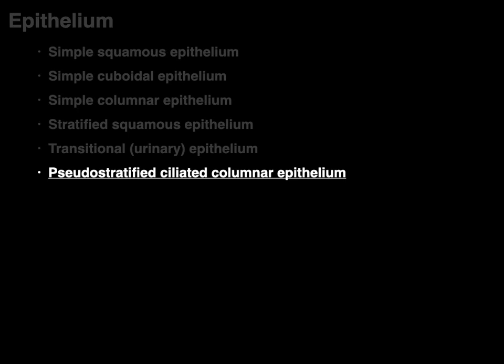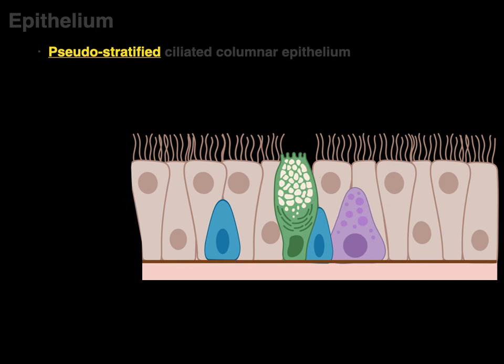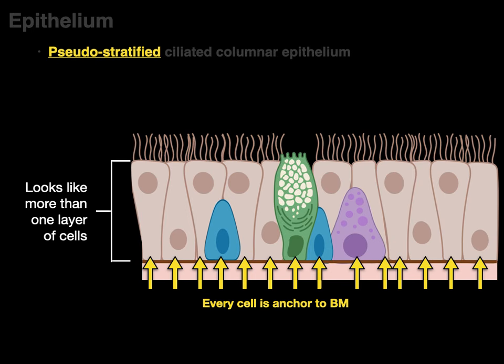So there is urinary or transitional epithelium in a nutshell. So let's talk about pseudostratified ciliated columnar epithelium. Whoa, that's a mouthful. It gets its name because the word pseudostratified, what does that mean? Well, there's a cell, and there's a cell, and there's a cell. They kind of look like some cells are on top of each other, like it looks like those cells are crowding each other. But it looks like more than one layer of cells, while every cell is actually anchored to the basement membrane.